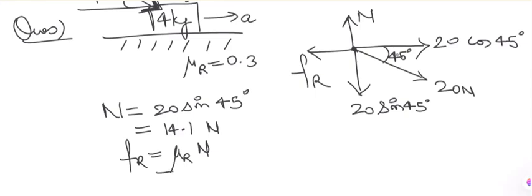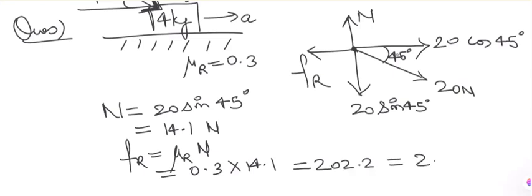Done. Now I will apply it in the formula: my frictional force is mu_r into N. So what is mu_r into N? mu_r is 0.3 and this is 14.1. Now what should be the answer? 4.23. So that means it is about 4.2 Newtons.